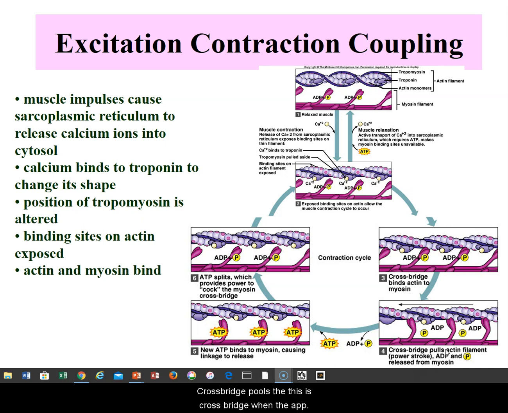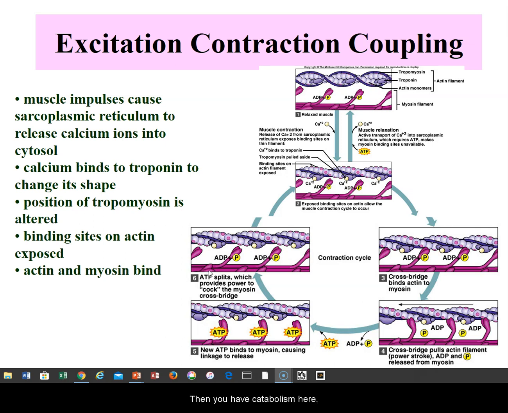The cross bridge pulls. This is the cross bridge, when the actin and myosin head bind and you have a power stroke. This is called cross bridging. When they bind, then you have the power stroke. The ADP and phosphate is released from the myosin head, and then you have an influx of ATP. As soon as that ATP binds to that head, it will release the actin filament and the contraction will stop.